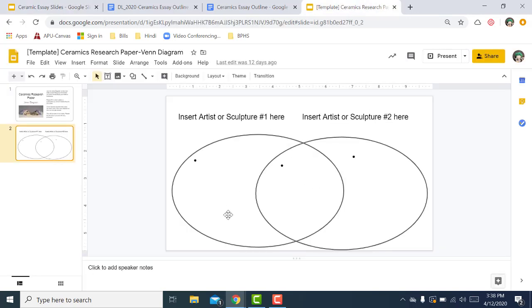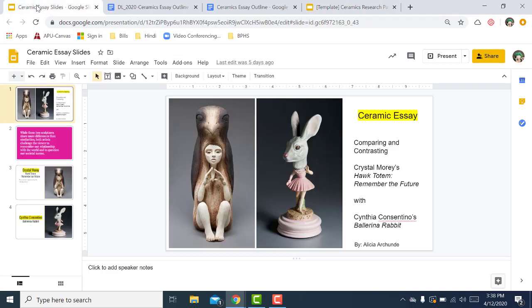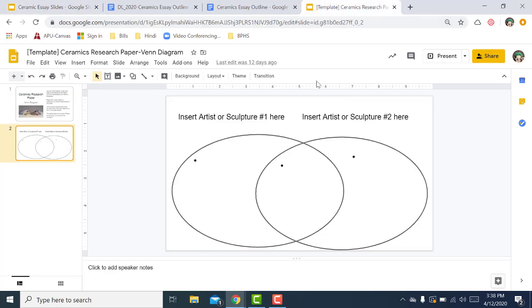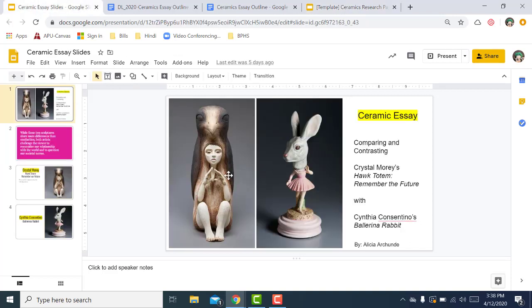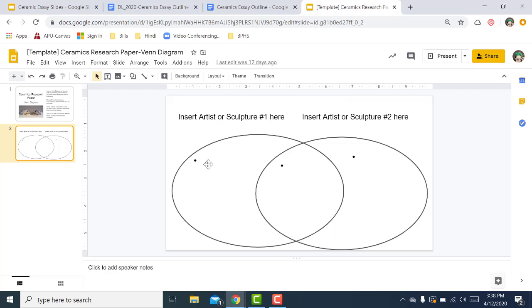Now, again, this is a compare and contrast. So I would put, I always forget her name, Moray and Constantino. I would put Moray on this side, Constantino on this side, and very easily, just by looking at the two, I can start coming up with how they are different. They're very, very different, but they have some similarities. Now, just from looking at them, I'm only going to get maybe about 3 or 4 different points on this Venn diagram. I need to research.